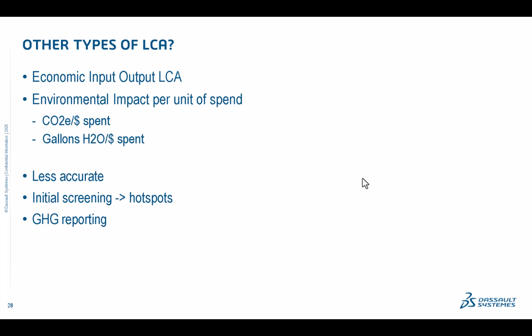Economic input-output LCA is also used for greenhouse gas reporting, often in reporting Scope 3 emissions associated with purchased goods and services or capital goods. And so you can imagine if you spent $1,000 on computers, there would be an economic input-output LCA emissions factor per dollar spent on purchasing computers.